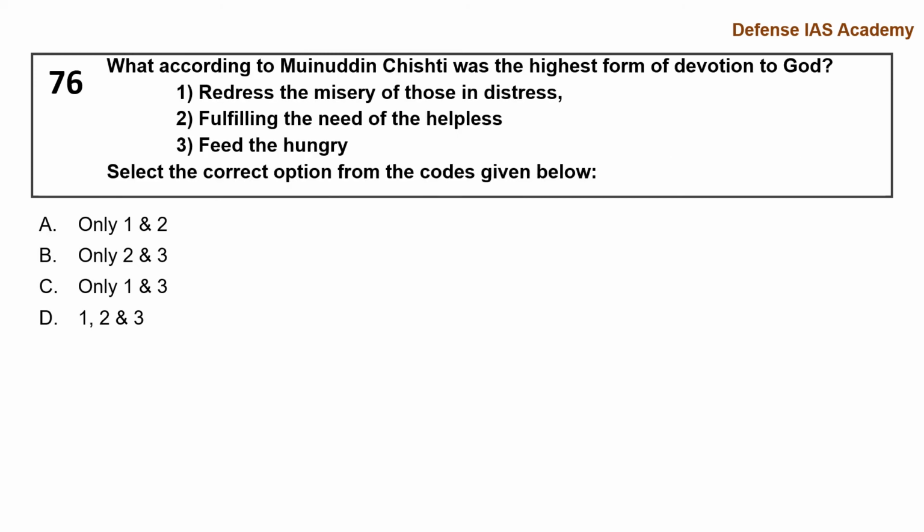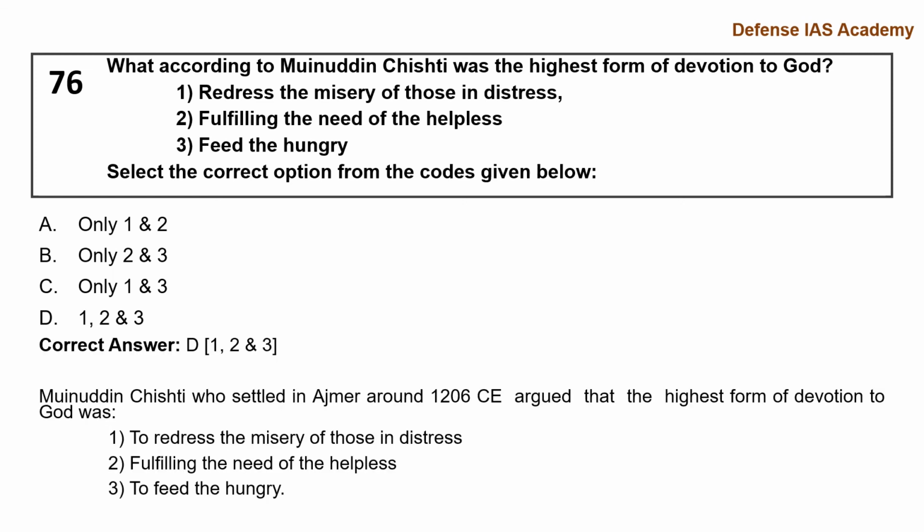What, according to Moinuddin Chishti, was the highest form of devotion to God? 1. Redress the misery of those in distress. 2. Fulfilling the need of the helpless. 3. Feed the hungry. Select the correct option from the codes given below. The correct answer is option D, 1, 2 and 3.